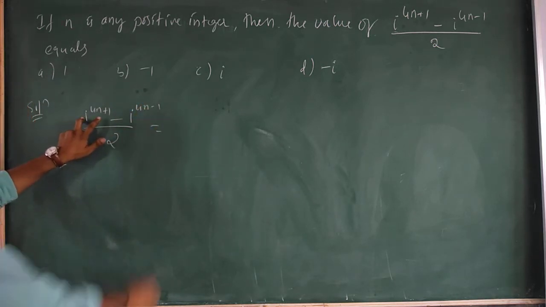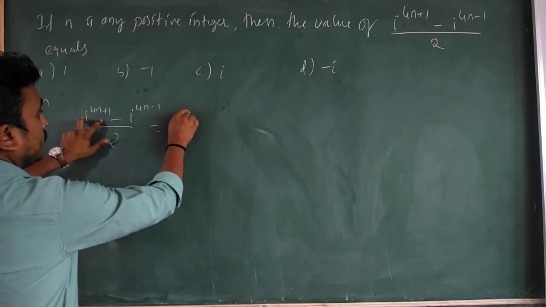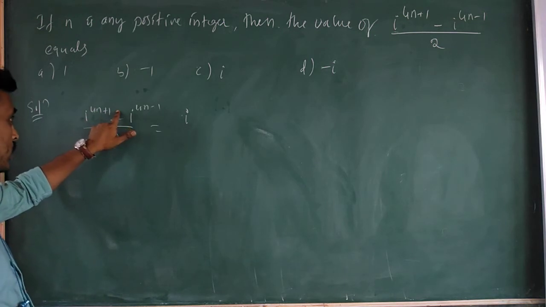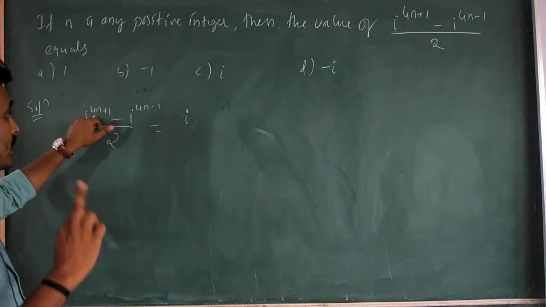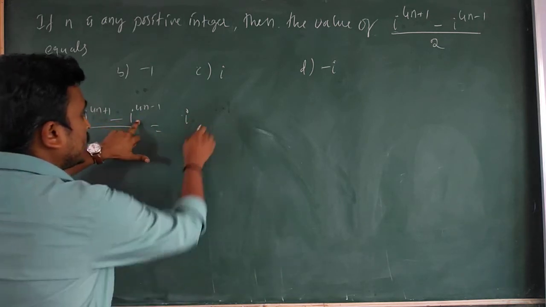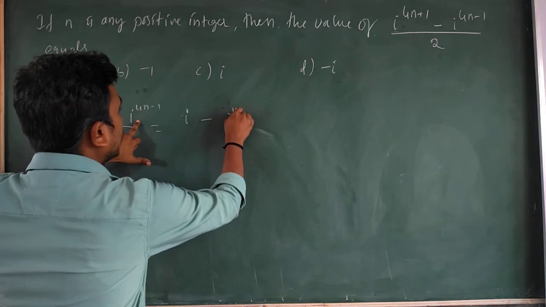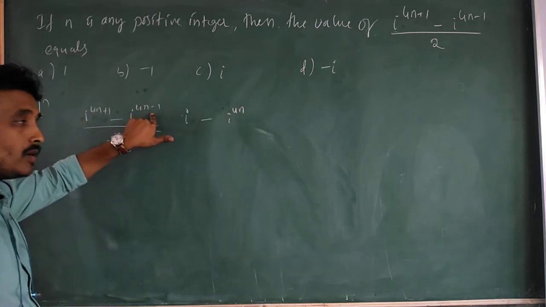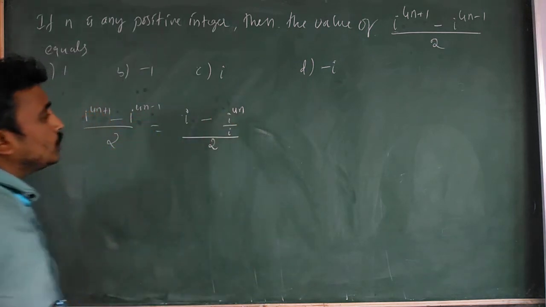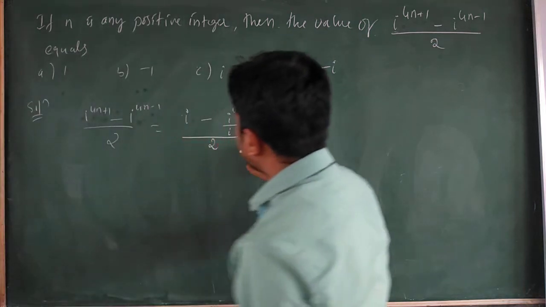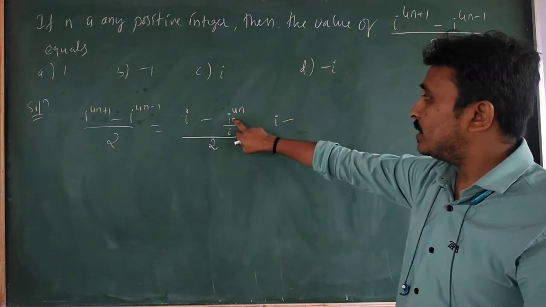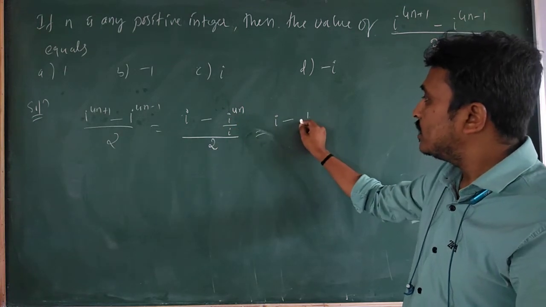i^(4n+1) value is i, because i^(4n) into i, by the law of exponents. i^(4n) value is 1 and i value is i only. Minus, this can be written as i^(4n) into i^(−1), which we can write as divided by i, whole divided by 2. Next, i minus, i^(4n) is a multiple of 4 power, that is 1, divided by i.